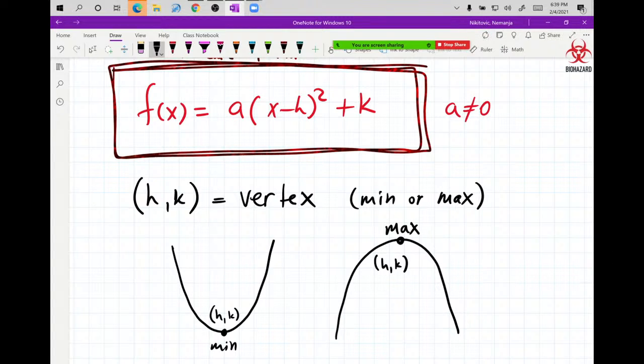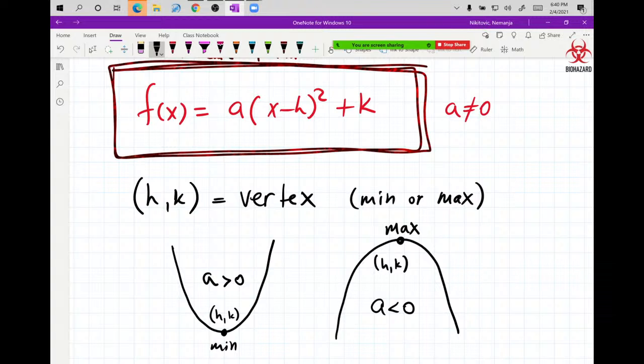But now you're going to say, how do I know which way I graph? Well, that's this a. If a is larger than 0, meaning positive, then the quadratic function opens up. And if a is less than 0, then the quadratic function opens down. So all of a sudden, graphing this becomes a joke.